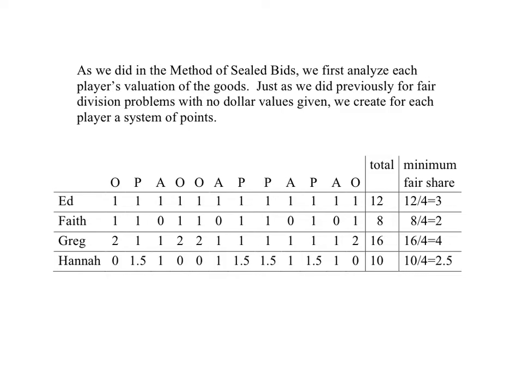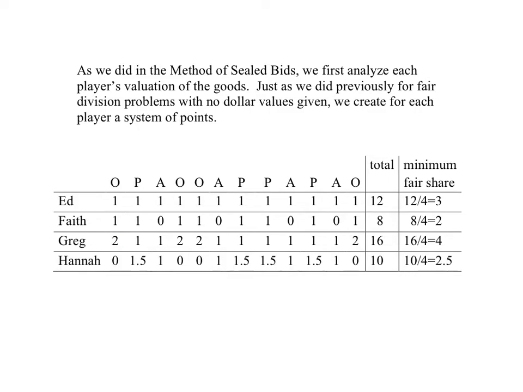If you look this chart over, you'll see that it does indeed correctly reflect the players' stated preferences. So Ed was the one who liked each kind of fruit equally. Faith was the one who didn't like apples, but she did like oranges and pears equally. So let each of them count for 1 Faith point, and let each apple count for 0 Faith points. Greg was the one who liked oranges twice as much as pears or apples. So each pear or apple is 1 Greg point, and each orange is worth 2 Greg points.